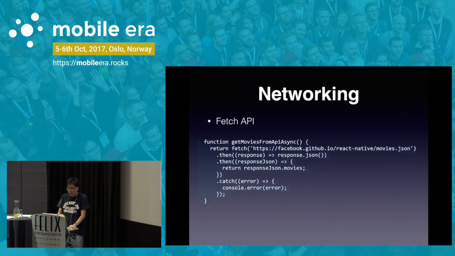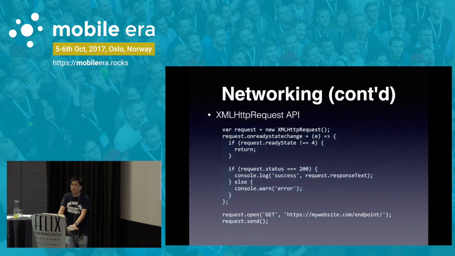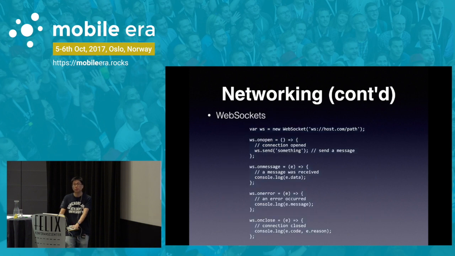Networking. For networking, you can use the fetch API. The fetch API returns a promise object. In this case, I am fetching a JSON file from a Facebook page. And once I get that, I will convert this to a JSON object. And once I have obtained the JSON object, I'm going to return the movies. So you can use the fetch API that is built into React Native. Now, if you don't like this API, you can also use XMLHttpRequest. You can also use WebSockets. It's also available.